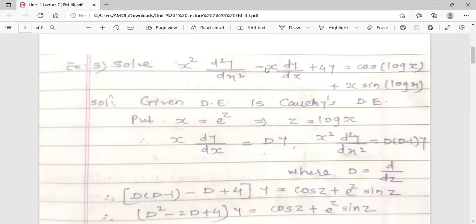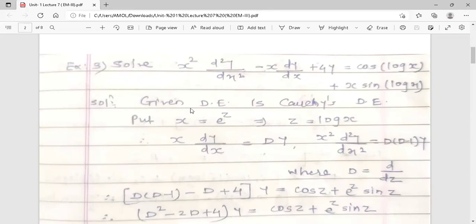The middle term, the second term, is minus x into dy by dx. The first order derivative term is there, and with that derivative term there is a polynomial function of degree 1. In the last term, the third term, the derivative term is absent, so the polynomial is absent here. And in the RHS, the function is cos of log of x plus x into sine of log of x. Now, this is clear that with every derivative term there is a polynomial function. So the given differential equation is Cauchy's equation.